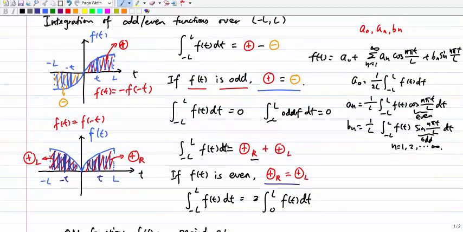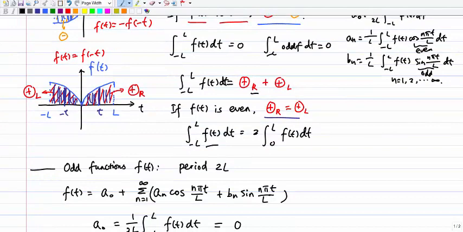So the integration from negative L to positive L of an even function f(t) is just twice the integration of f(t) dt from 0 to L. It's twice of that. Okay, that's the property for the even function.